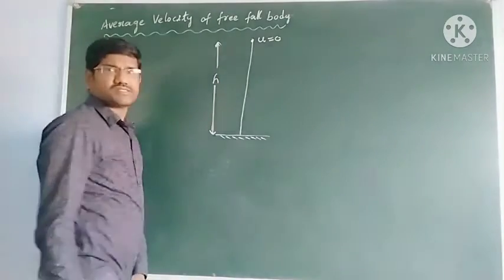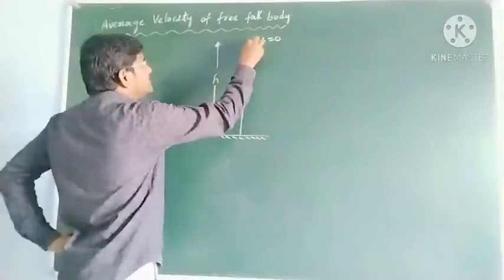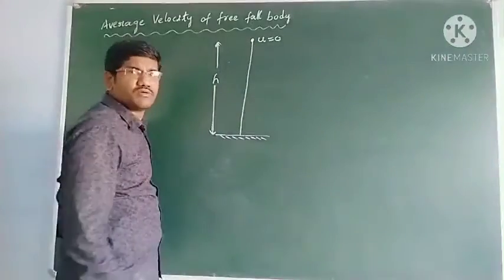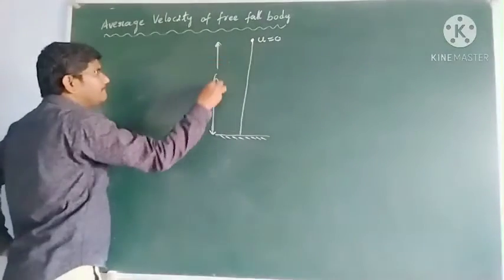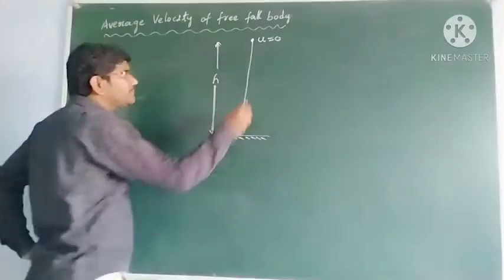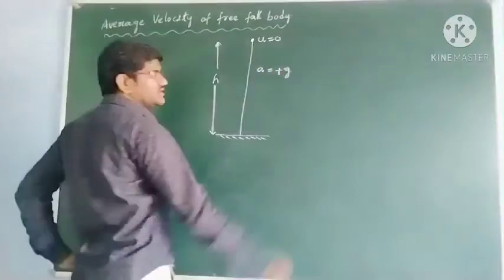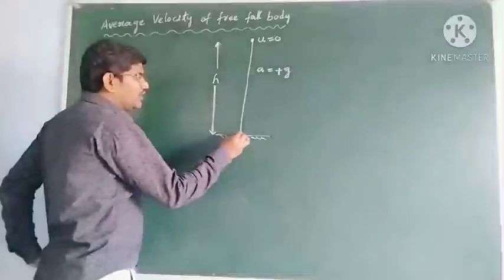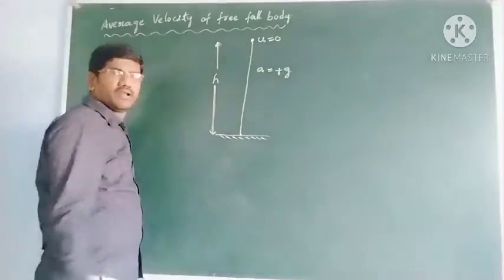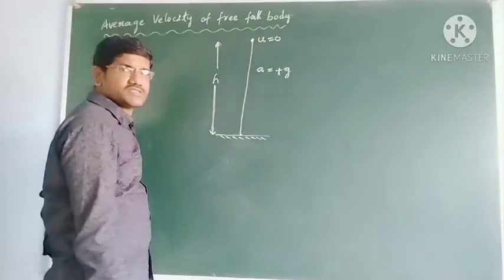Okay students, and this is the point. Initial velocity is equal to 0 and this is the total height. The acceleration is equal to plus g since it is a free fall body. What is the average velocity while falling h height? That is the question.